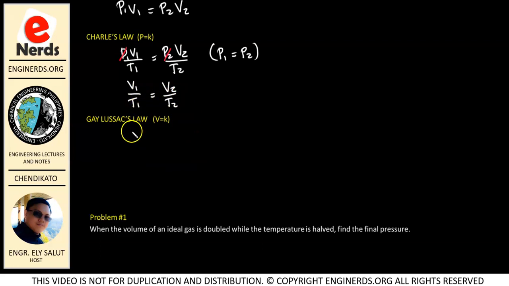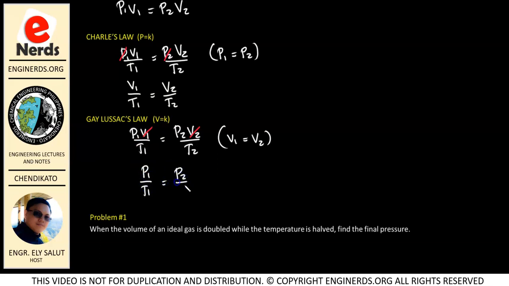So our combined gas law states that P1 V1 over T1 is equal to P2 V2 over T2. And in this case, our volume is constant, therefore V1 is equal to V2. And in that case, our volume will be cancelled out because they are constants. And this leaves us P1 over T1 is equal to P2 over T2. And this is what we call Gay-Lussac's law.